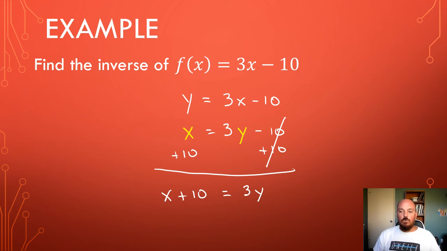Now to finish solving for y, I've got to get rid of the 3. I would do that by dividing everything by 3. So divide everything by 3. And we actually got our answer here. It's written backwards, I'll rewrite it in order. We have y equals x over 3 plus 10 over 3.